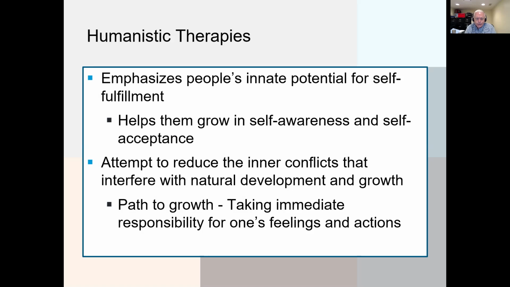So through humanistic therapy, the therapist tries to help the client to gain in self-understanding and also self-acceptance, and to take personal responsibility for their feelings and actions and for the choices that they make in life, so that they can hopefully learn to choose differently in order to get to a better place.